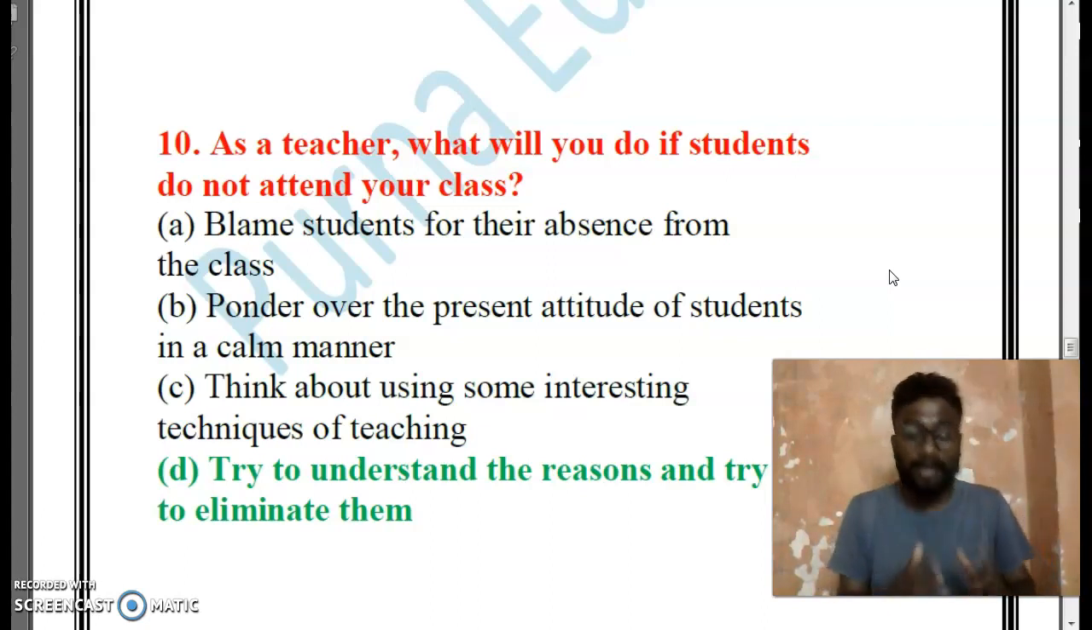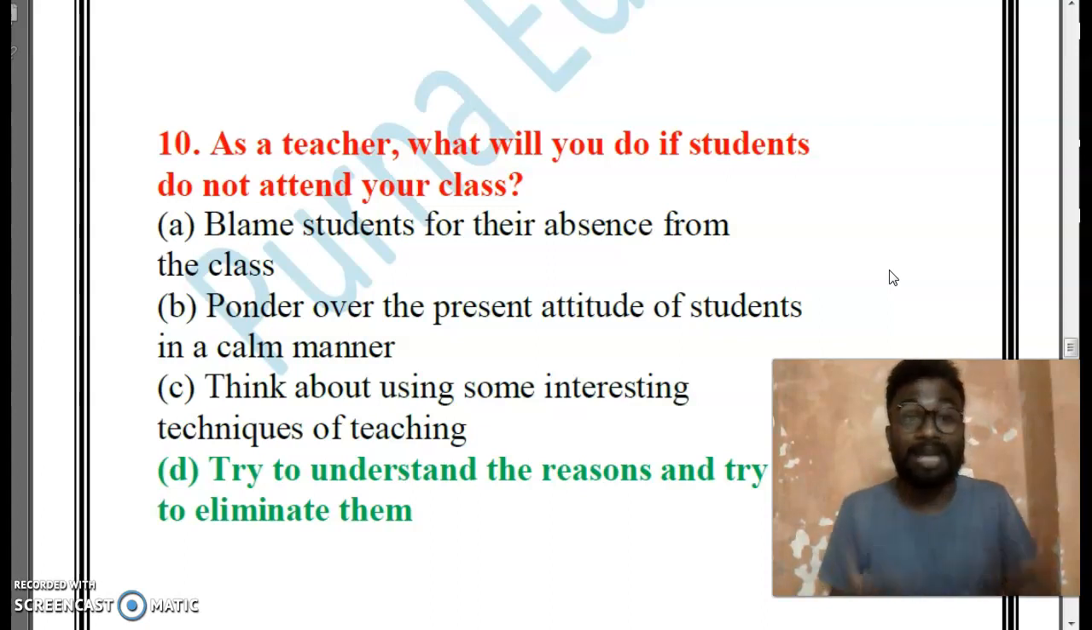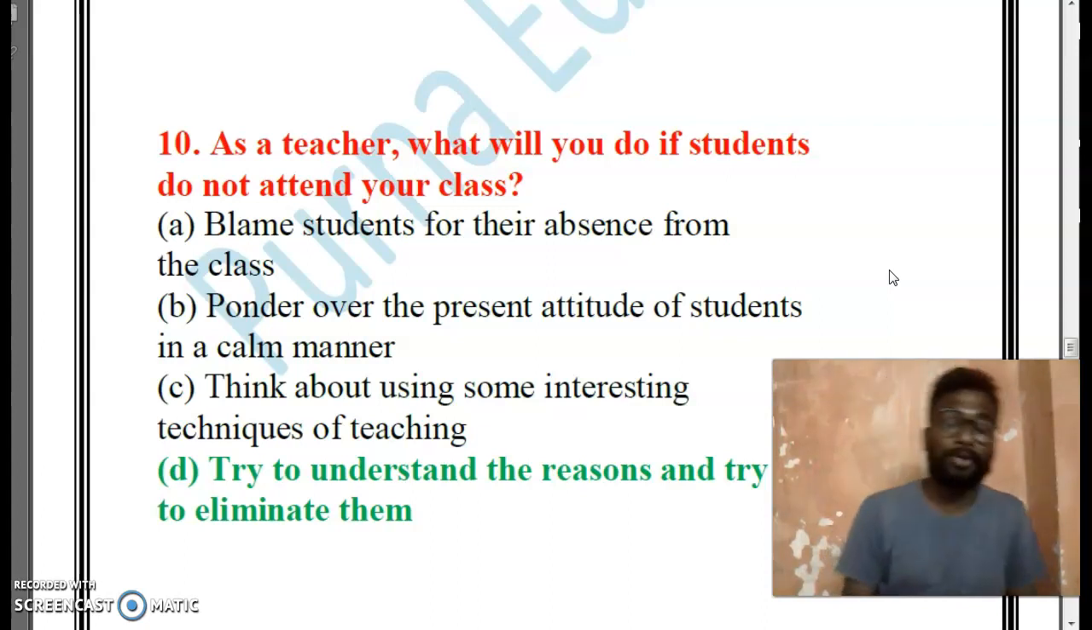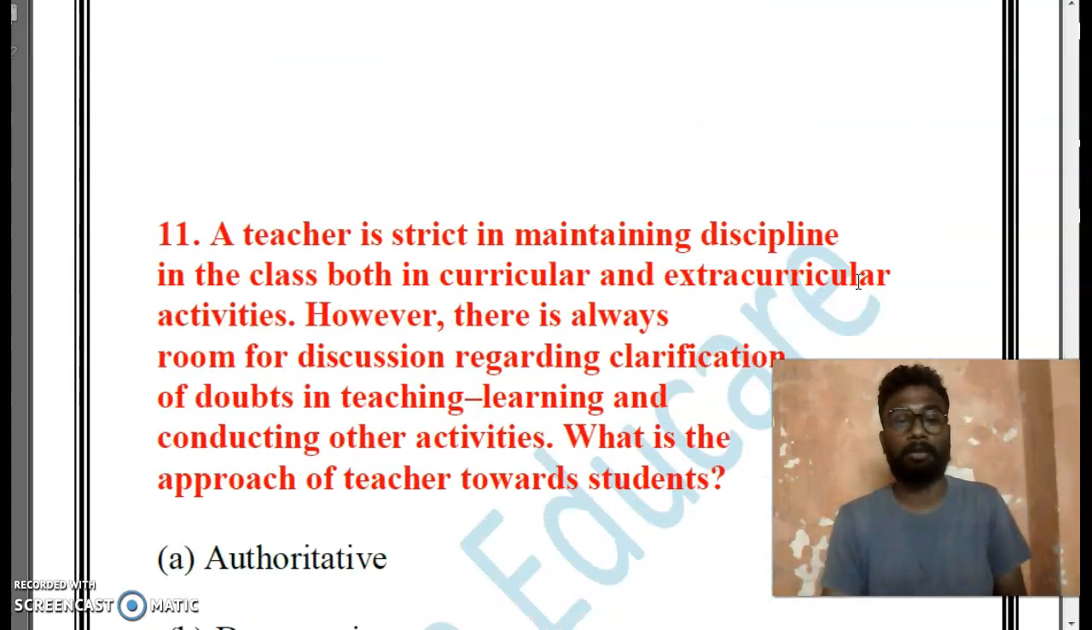Yes, trying to understand the reasons why they are getting absent and what are the factors affecting their absenteeism. So, trying some techniques, trying for some solutions to eliminate them. In order to reduce the absenteeism, generally it is a process to eliminate them. Try to understand the reasons and try to eliminate them, right?